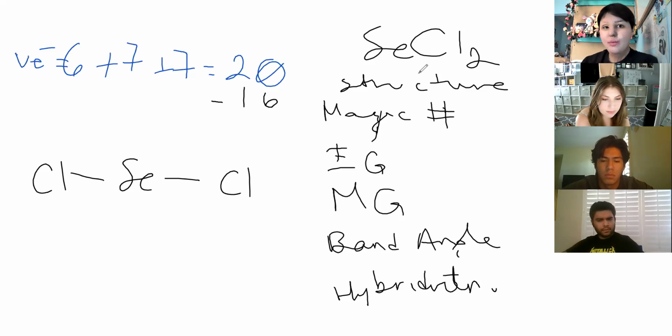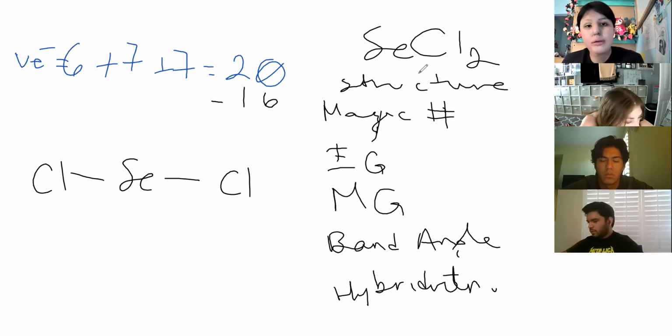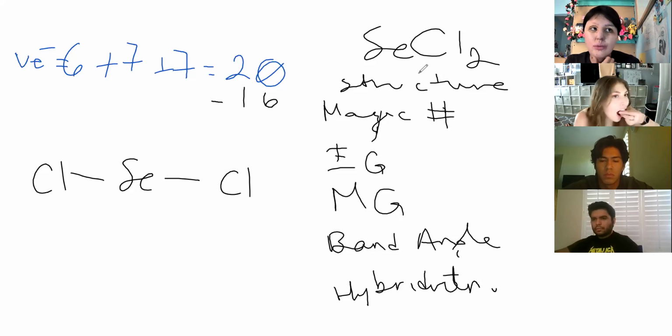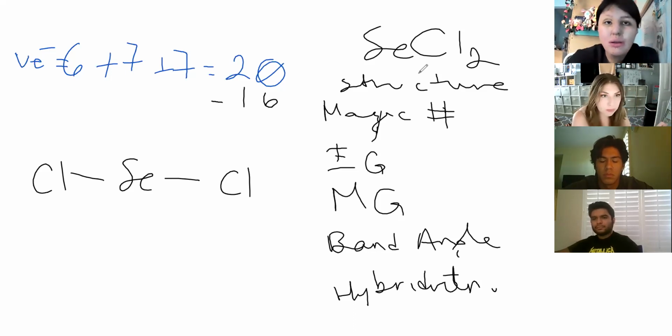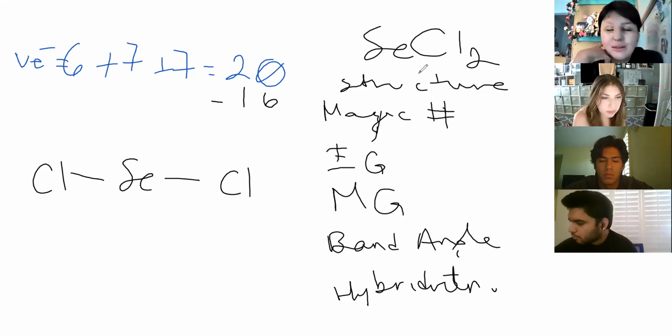For sulfur? We don't have sulfur here. I mean selenium. For selenium. Well, selenium can have an expanded octet, so we're not sure if they need to fill up their octet. But what about chlorine? Yes, we can fill up their octet. So how do we fill up their octet?